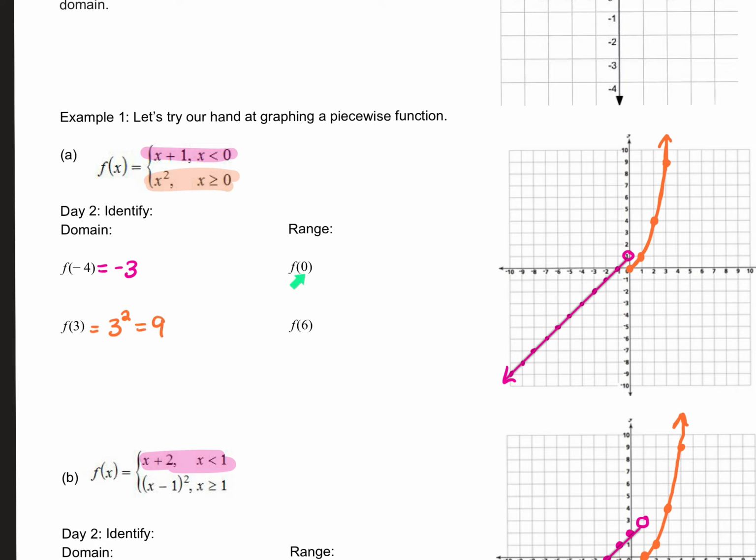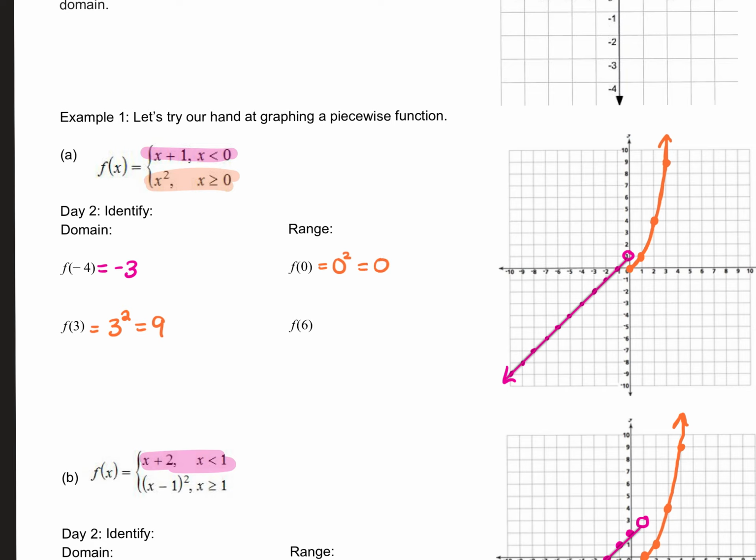Okay, let's try another one. What about f of 0? So I have to ask myself, where does 0 fall? Is 0 less than 0? No, it's definitely not less than 0. Is 0 greater than or equal to 0? And I think we can all agree that yes, it is. So once again, I'm going to use the orange function to calculate, and I'm going to put in 0 as my input into this function x squared. And I'm going to get 0.